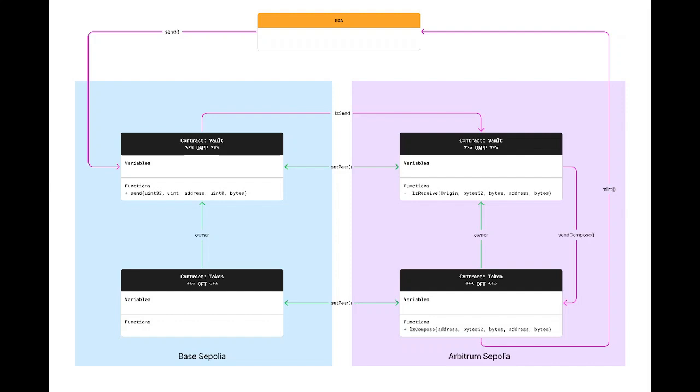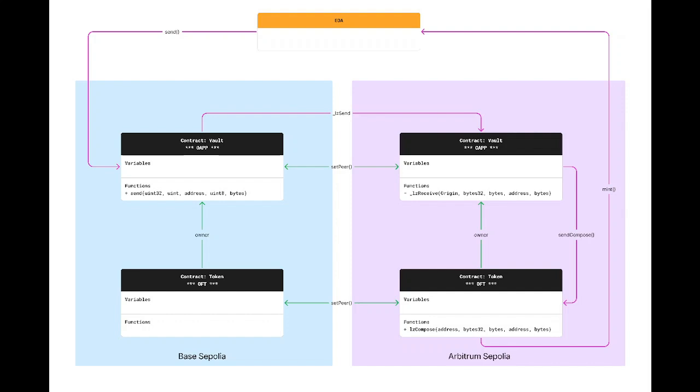We have two contracts on Base Sepolia and two on Arbitrum Sepolia. They are the same contracts on both chains. The first one is an OApp called Vault, and the second one is an OFT called Token. What we're going to do is deploy them into both chains and wire them up. So we wire the OApps up together, and then we wire the OFTs up together.